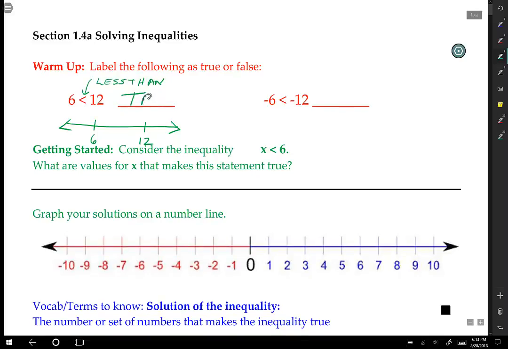It is definitely true. Our second problem, we have negative 12 here, negative 6 here. Negative 12 is further to the left, so negative 6 is not less, it actually is greater. So this is false.